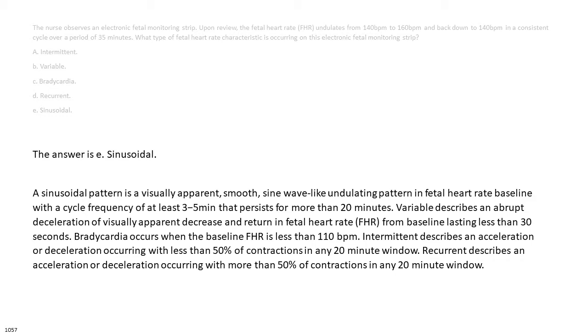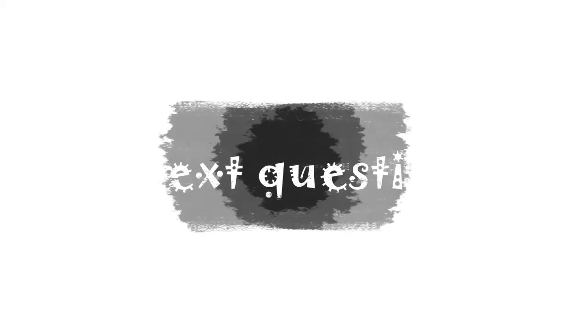Intermittent describes an acceleration or deceleration occurring with less than 50% of contractions in any 20-minute window. Recurrent describes an acceleration or deceleration occurring with more than 50% of contractions in any 20-minute window.